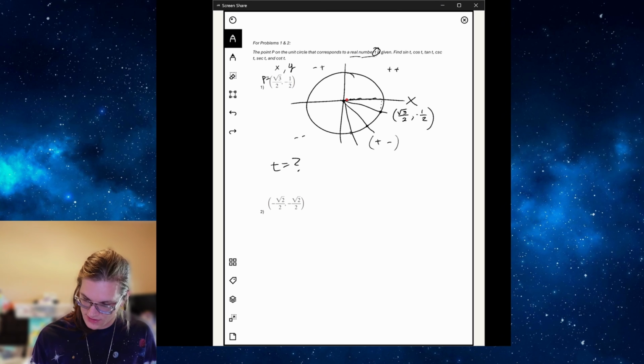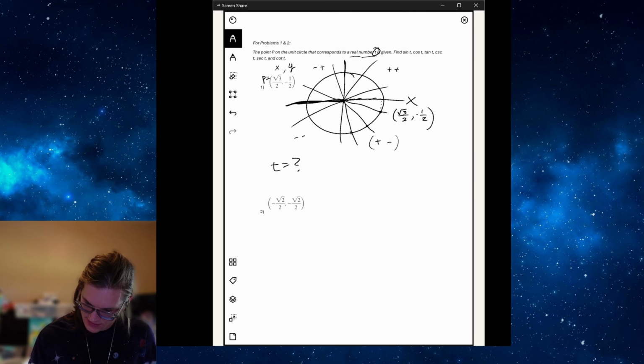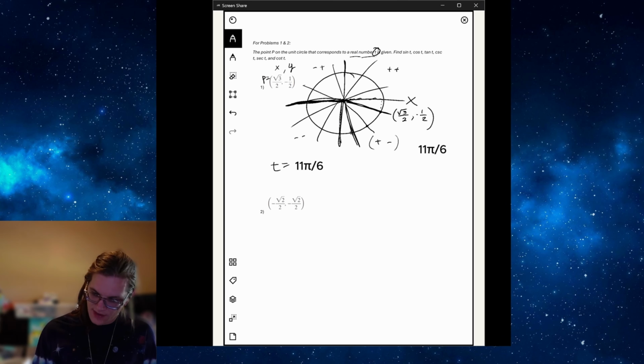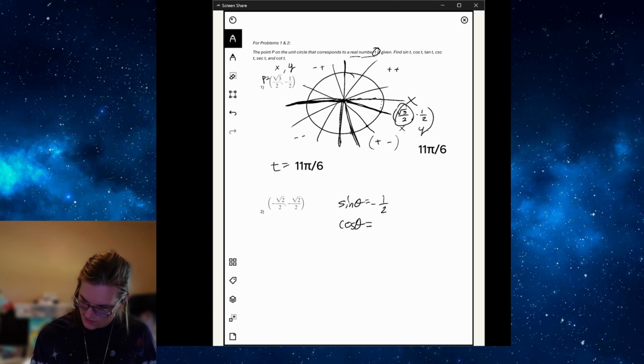But we'll sort of stick to convention and say we have pi over 6, 2 pi over 6, 3 pi over 6, 4 pi over 6, 5 pi over 6, 6 pi over 6, 7 pi over 6, 8 pi over 6, 9 pi over 6, 10 pi over 6. And then our angle is 11 pi over 6. That's t. And then, just to do sine of that number is the y value, which is negative 1/2. Cosine is the x value, which is root 3 over 2.